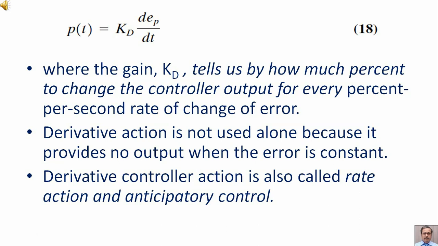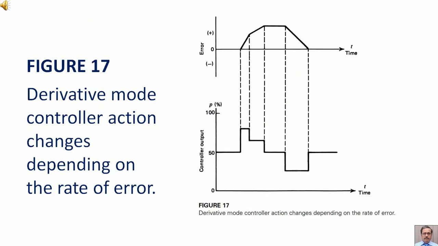Derivative action is not used alone because it provides no output when the error is constant. Derivative controller action is also called rate action and anticipatory control. Derivative mode controller action changes depending on the rate of error.